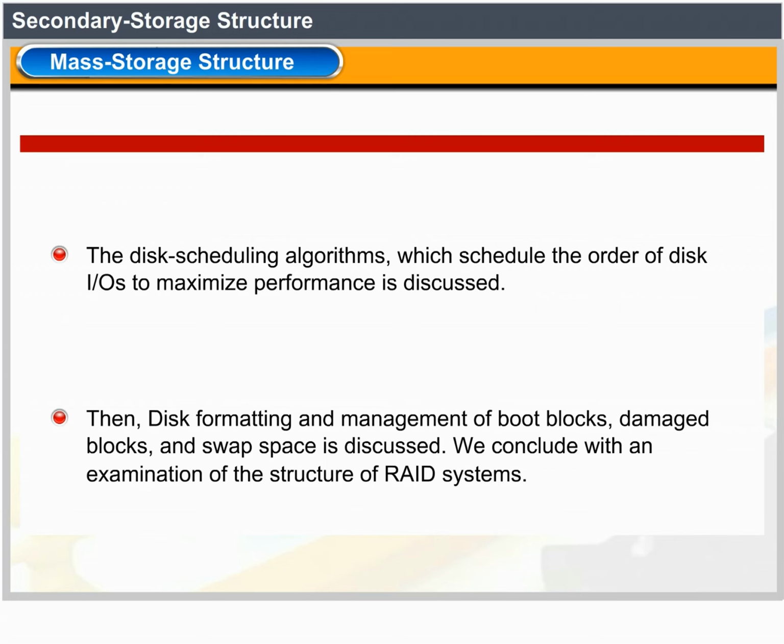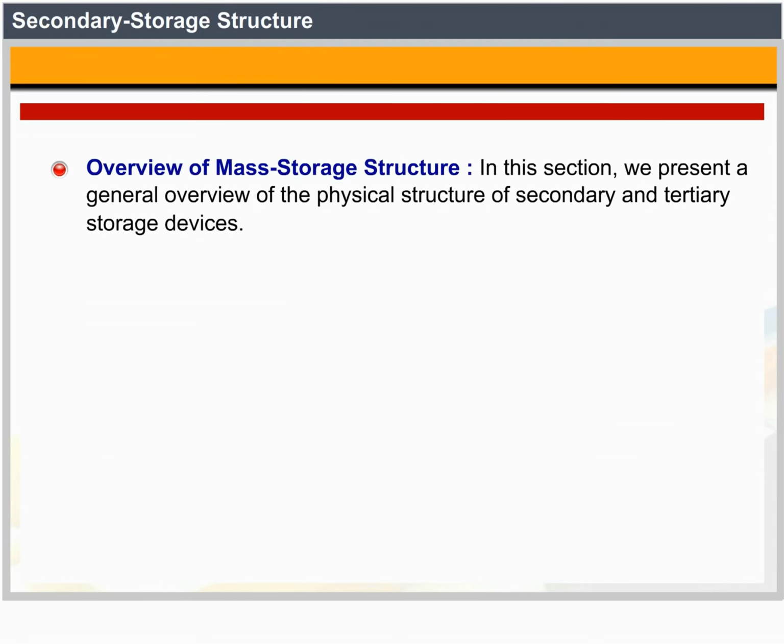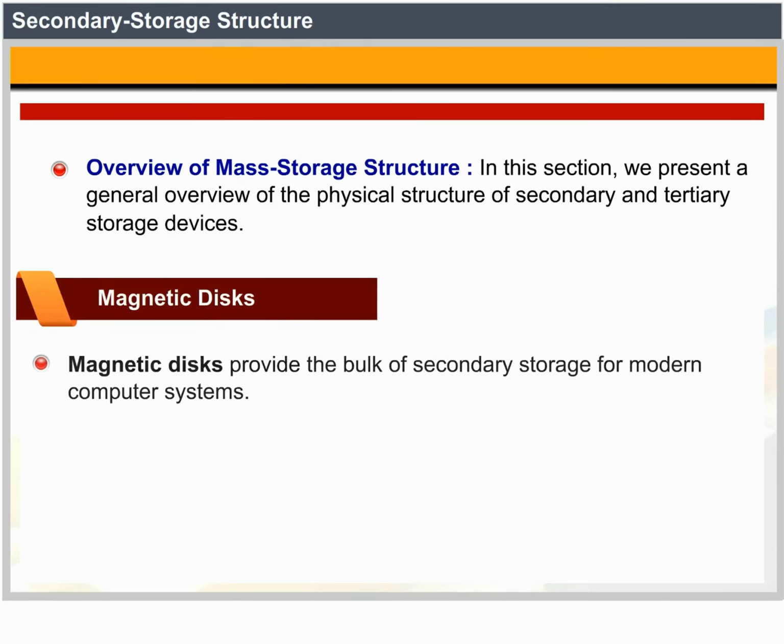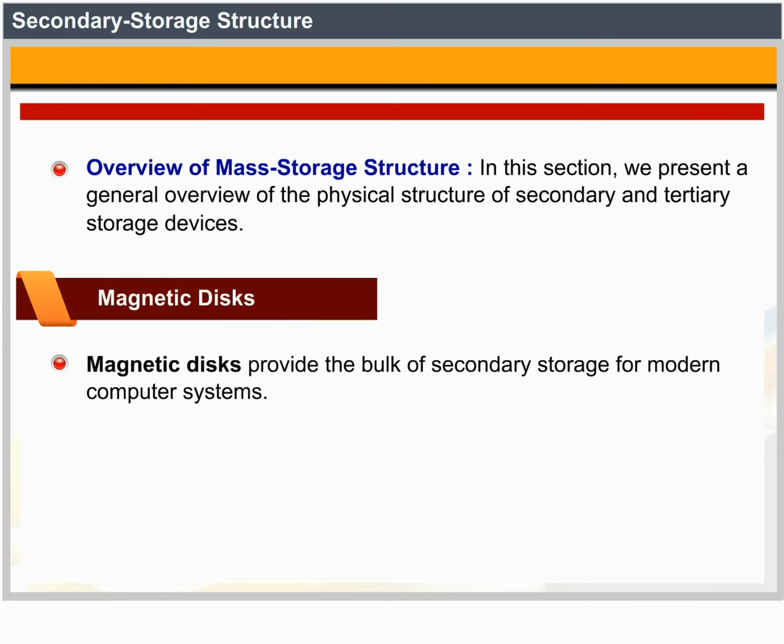Overview of mass storage structure. In this section, we present a general overview of the physical structure of secondary and tertiary storage devices. Magnetic disks. Magnetic disks provide the bulk of secondary storage for modern computer systems. Conceptually, disks are relatively simple. The figure below shows the moving-head disk mechanism.